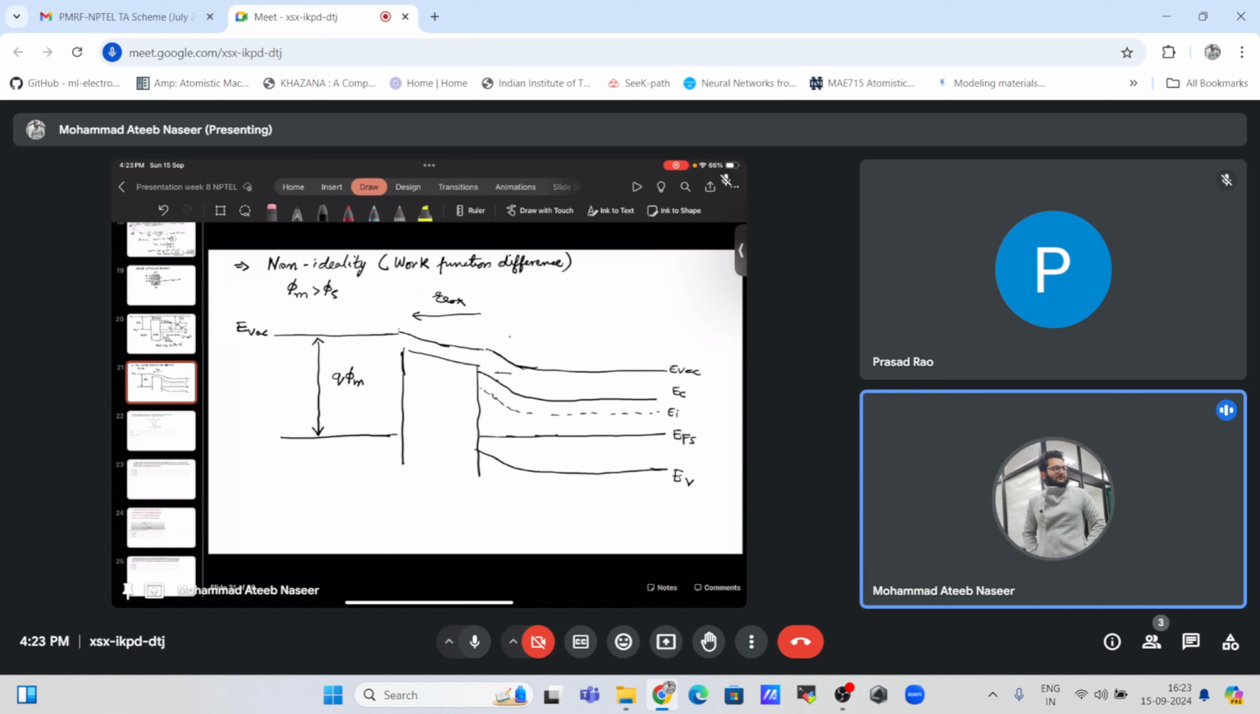Similarly, ES will be in this direction, pointing towards the interface. This we have seen, how we find the electric field from the band structure. This was one of the problems we solved previously. So this difference for this case is simply Q times phi m minus phi s. So now this is kind of an accumulation of holes.